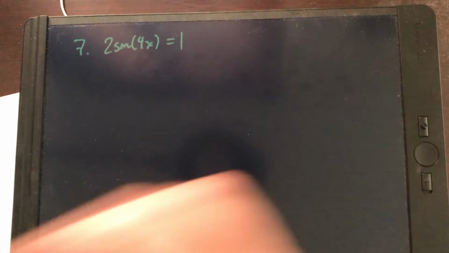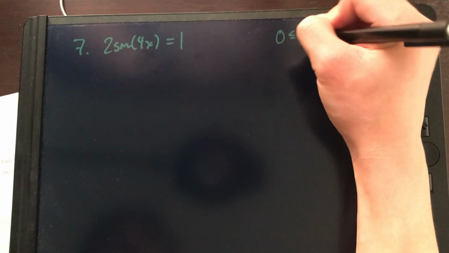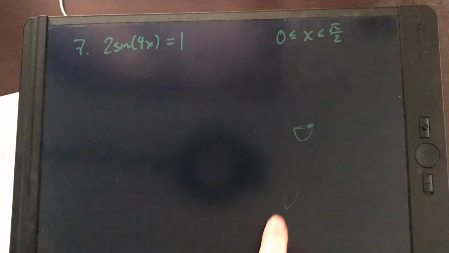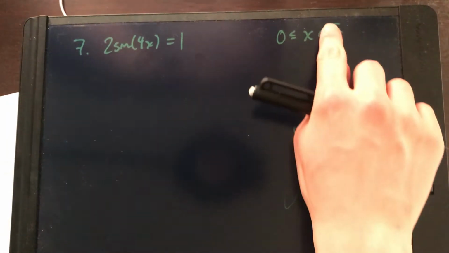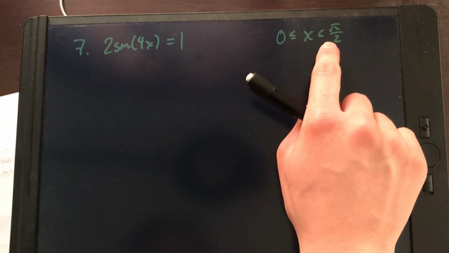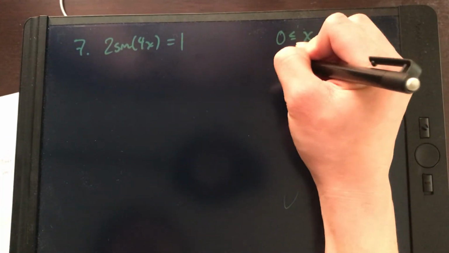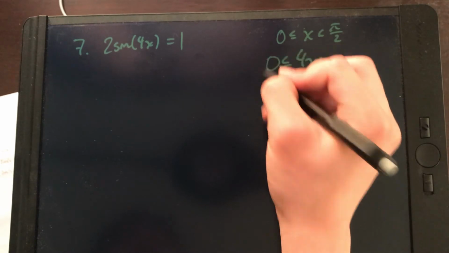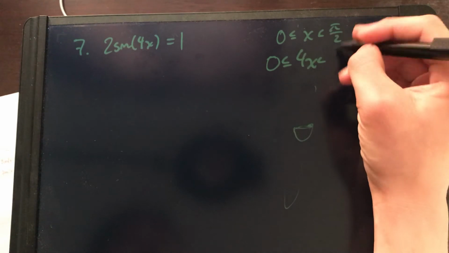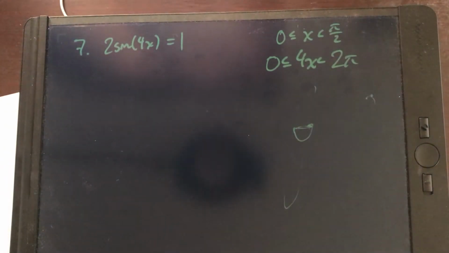I'm going to do the same thing because this question actually has a restriction. We want x to be between 0 and pi over 2, including 0 because it's less than or equal to, and excluding pi over 2 since it's strictly less than pi over 2. Same idea, I want to manipulate my inequality in order to get 4x. So if I multiply by 4, 0 times 4 is still 0. If I have pi over 2 here, multiplied by 4, I get 2 pi. And that's our new restriction for the angle, the argument of the sine function.